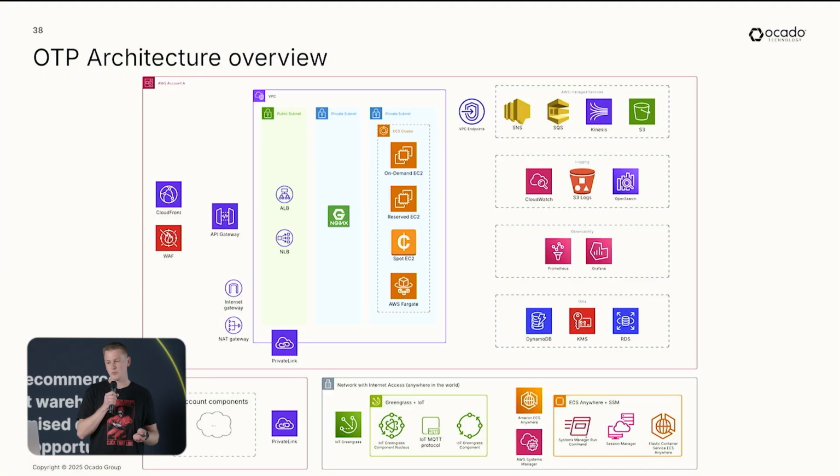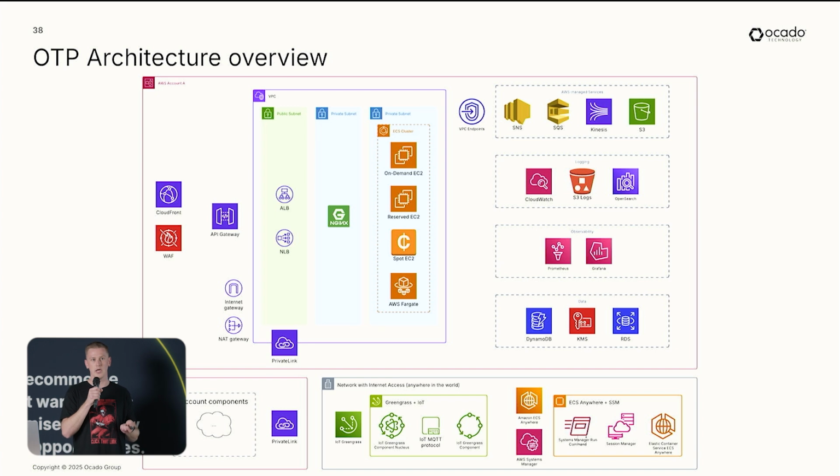So the access layer for us consists of CDN in the form of CloudFront, as well as Web Application Firewall. For some applications, we use API Gateway. In all our accounts, we do have VPC, obviously, with Internet Gateway and NAT Gateway. And for cross-account communication, we use AWS PrivateLink. Inside the VPC, we use application load balancers as well as network load balancers. And behind them, we have a fleet of Nginx proxies.